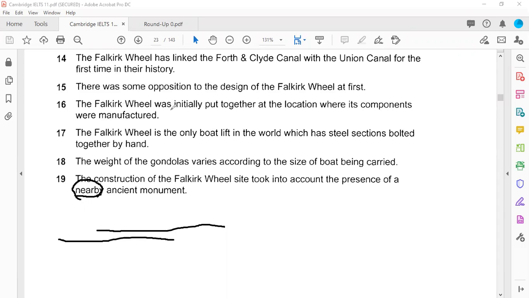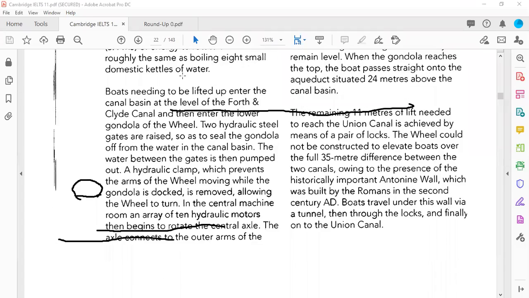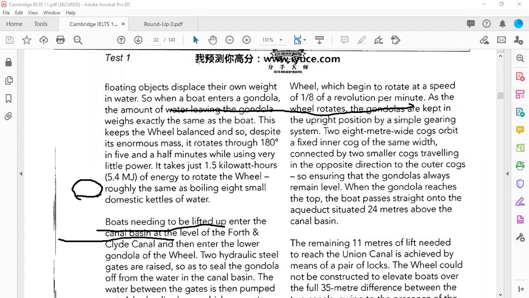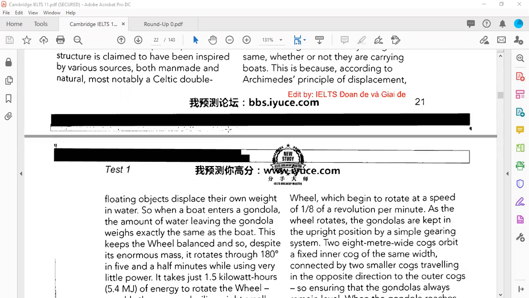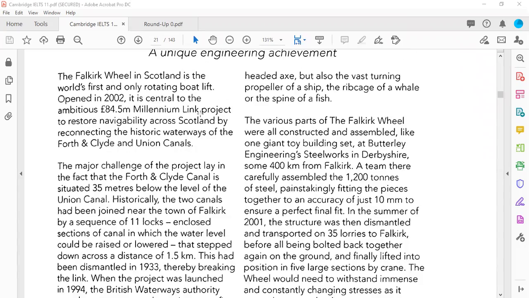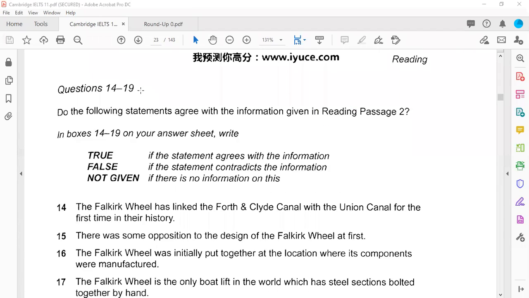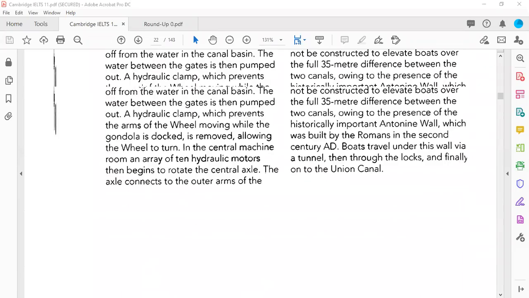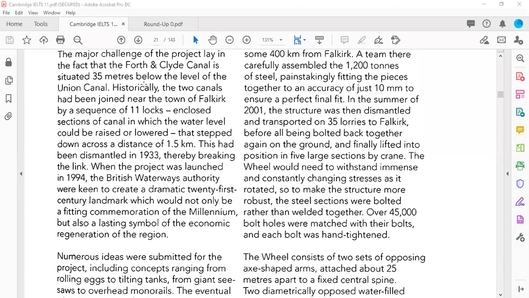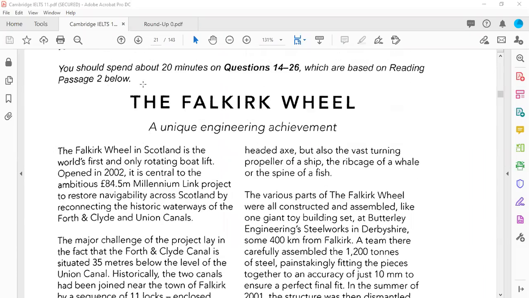Okay, then 16, they say it was initially put together at the location where it was built, at the factory. But he didn't say if there was opposition or not. He only says they are keen. So it is not given. They say initially it was opposed, but we do not read about opposition. All we read is that they were keen on doing it. We can go back for a paragraph.